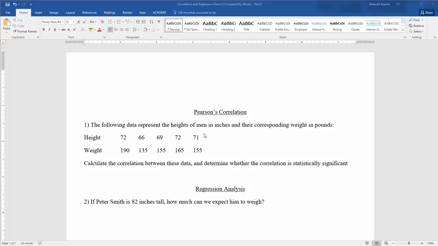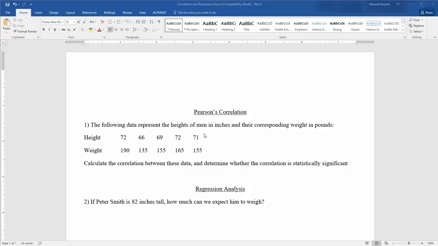The next question, question number 2, is a prediction and regression problem. So as you can see, the topic is regression analysis. The question is asking you, if you know the height of Peter Smith to be 82 inches, would you be able to make a prediction about how much he would weigh? So that is the next question. And these problems are going to be analyzed with SPSS.